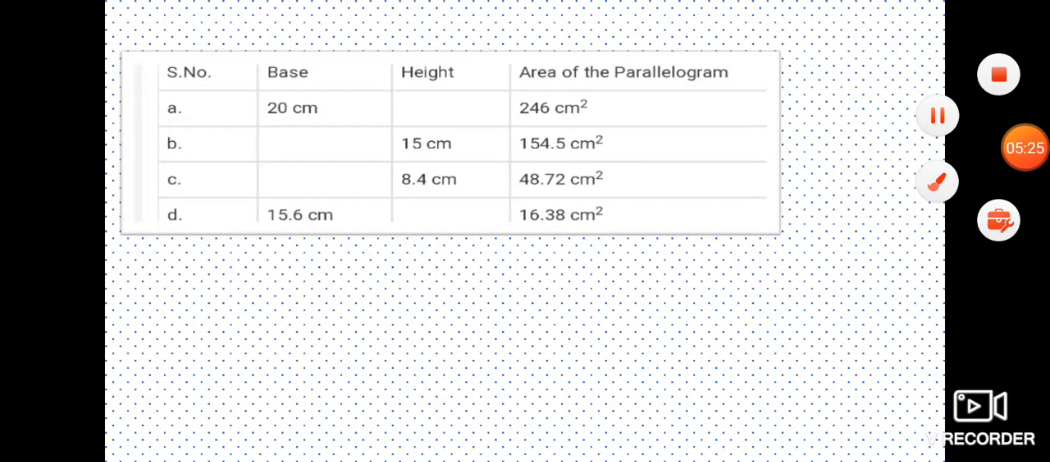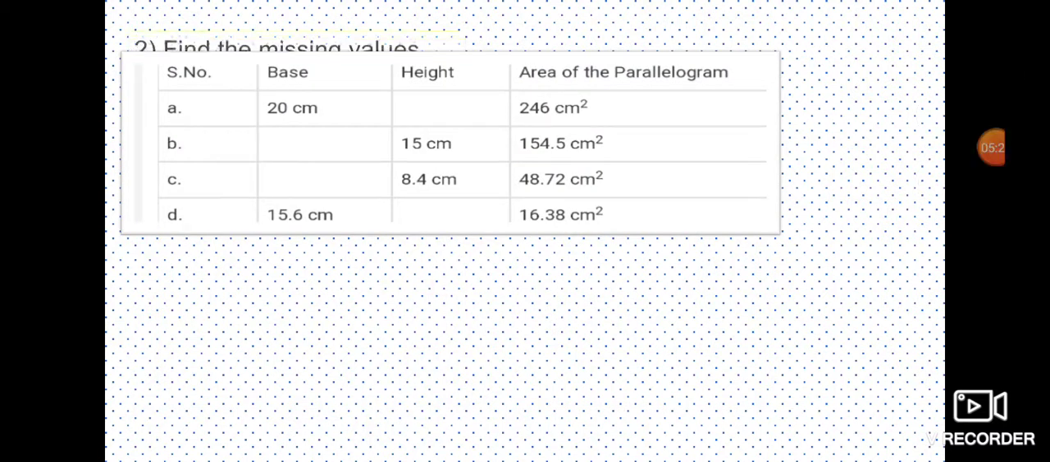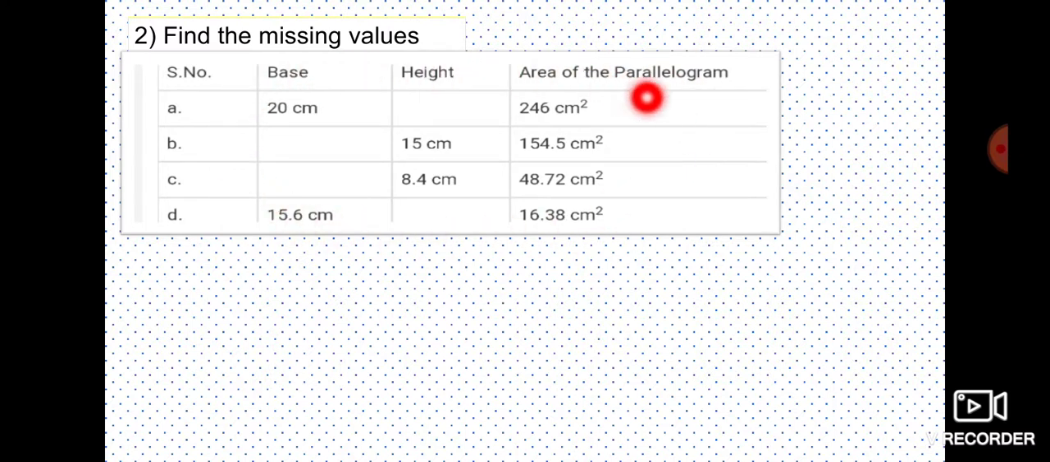Let's move to second question. Find the missing values here. Here you have given a table with base, height, area of the parallelogram. All the four areas are given. A, B, C, D questions are there. But in some questions, base is not given. Here, height is not given. So, by using the equation b into h, we find base or height.